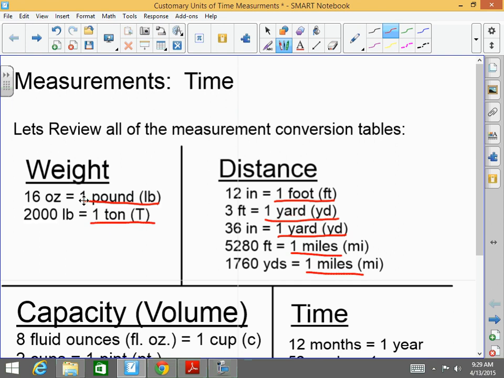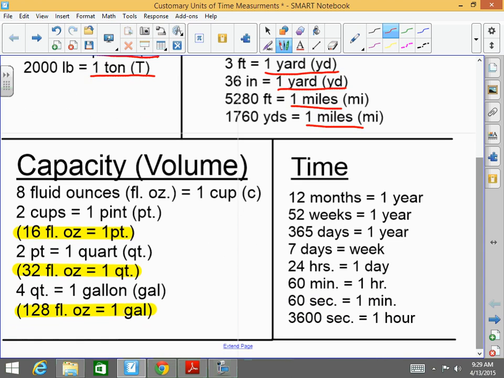Capacity. The ones that I have highlighted, I went ahead and did an extra calculation for you, and we'll talk about that. But we got to make sure we understand how and why you have those highlighted. 8 fluid ounces equals 1 cup. 2 cups equals 1 pint.